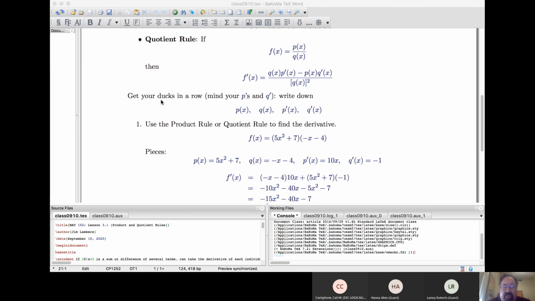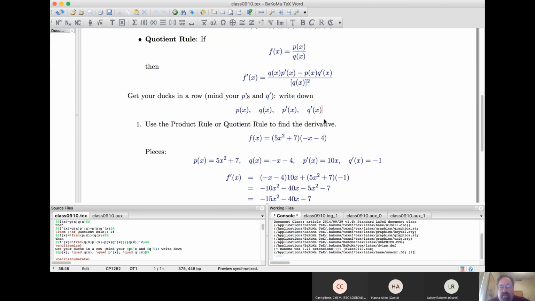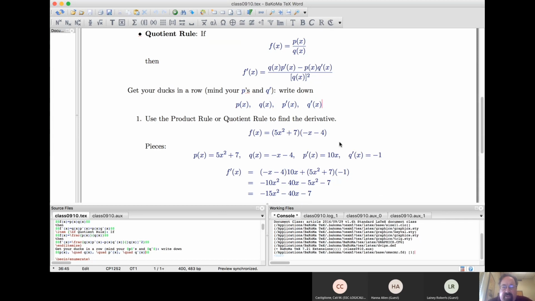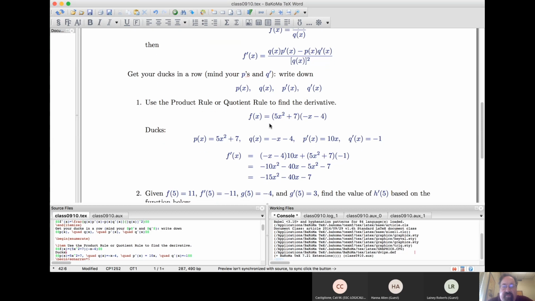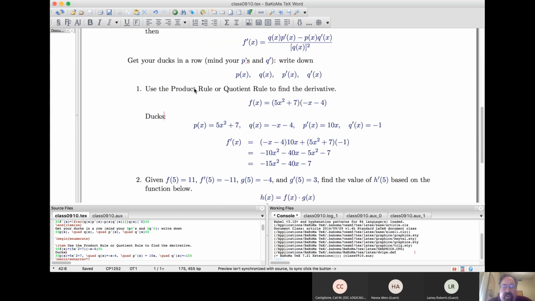Since I referred to this when presenting it originally as getting your ducks in a row, these four pieces are referred to throughout as your ducks. Okay. So for our first problem, we have a function that is clearly a product since it's factored as such. So we're going to use the product rule. The first function in the product is the p, and the second function is the q. So we make a note of those. p is this, q is this.